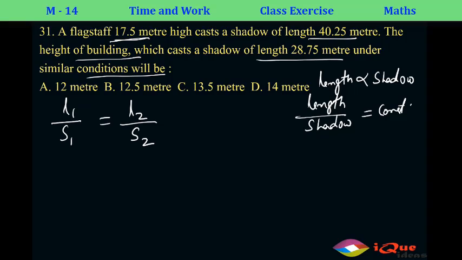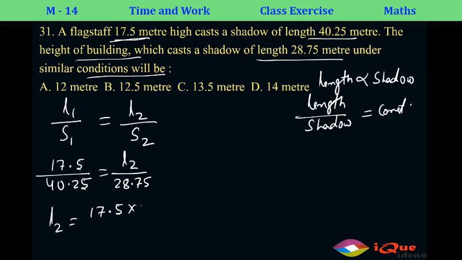Now here, a flagstaff is 17.5 meter and casts a shadow of length 40.25 meter. So the length of the flagstaff in place of L1, that is 17.5, divided by the shadow of the first one, that is the shadow of the flagstaff, 40.25. The question is asking the height of the building which casts a shadow, so L2 we have to calculate. And the shadow of the second one is given, 28.75. Alright. So from here we get L2 is equal to 17.5 into 28.75 divided by 40.25.